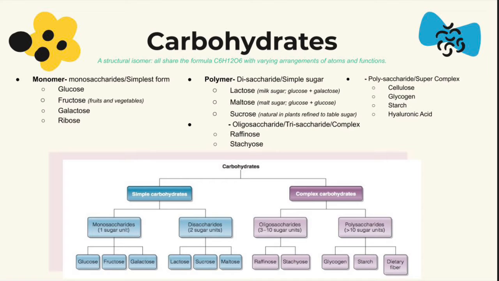The monomers of carbohydrates are referred to as monosaccharides. Monosaccharides are the simplest form of a sugar. The most popular monosaccharides by name are glucose, fructose, galactose, and even ribose. Simple carbohydrates include monosaccharides and disaccharides. These two are similar in the sense of primarily containing only the big name monosaccharides.